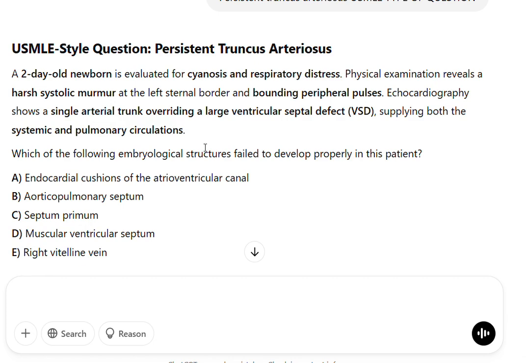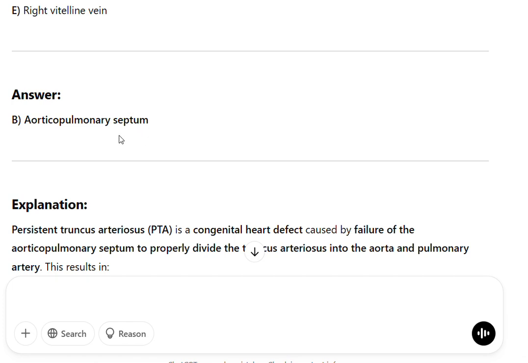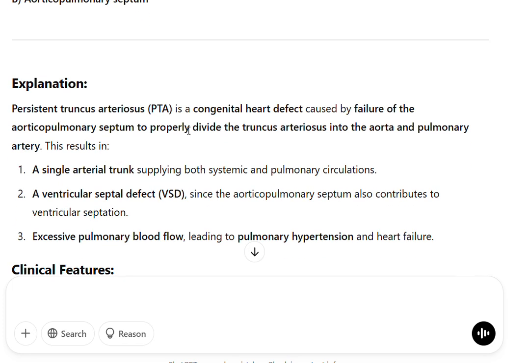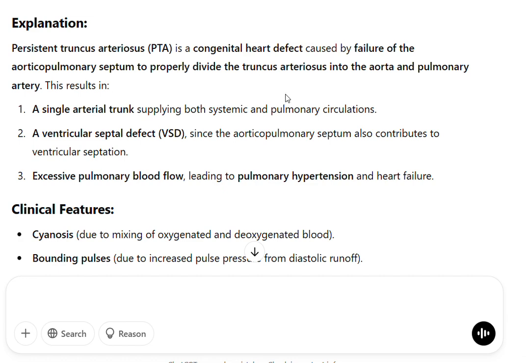Answer B. Aorticopulmonary septum. Persistent truncus arteriosus is a congenital heart defect caused by failure of the aorticopulmonary septum to properly divide the truncus arteriosus into the aorta and pulmonary artery. This results in 1. A single arterial trunk supplying both systemic and pulmonary circulations. 2. A ventricular septal defect, VSD, since the aorticopulmonary septum also contributes to ventricular septation. 3. Excessive pulmonary blood flow leading to pulmonary hypertension and heart failure.